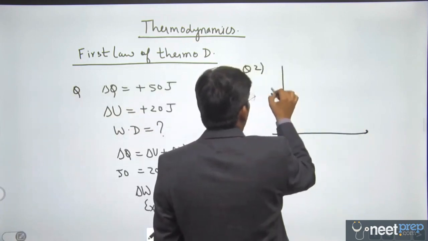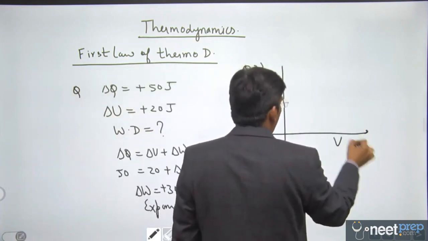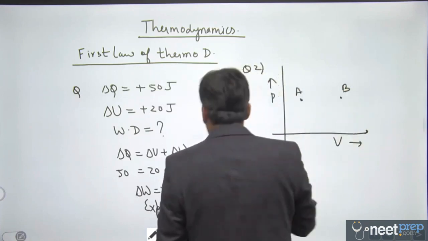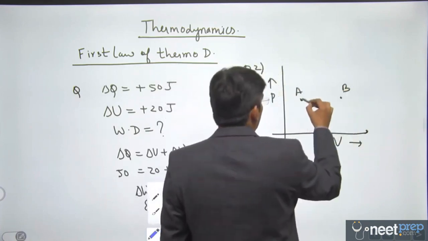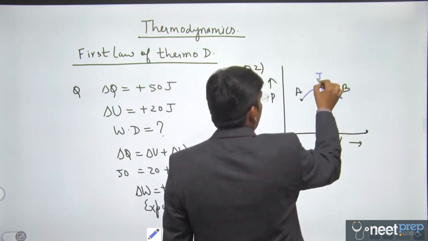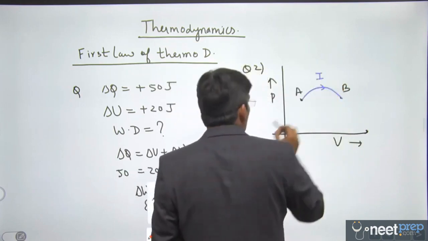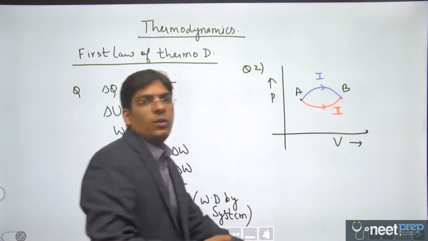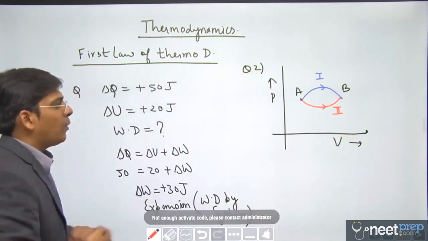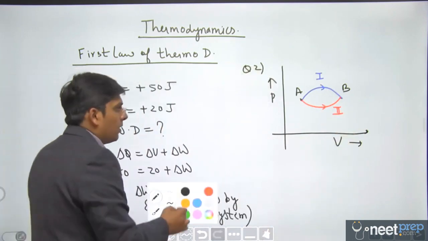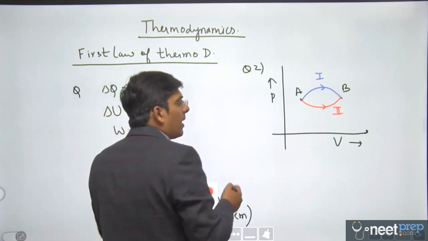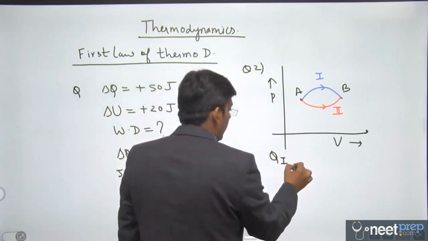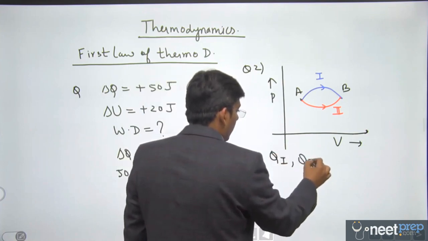Suppose you have basically a PV graph, right? And the system goes from state A to, say, state B via different processes. This is process 1, okay? This is process 2. The system goes from state A to state B via different processes. And obviously you are asked to compare the heat, which is greater, Q1 or Q2.